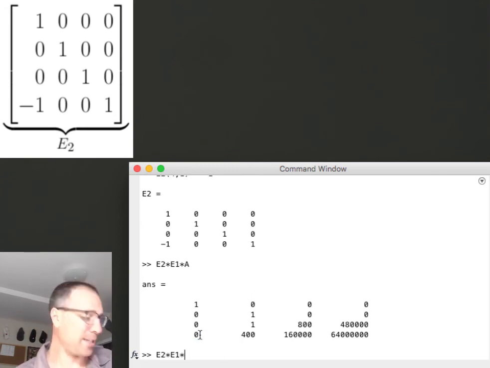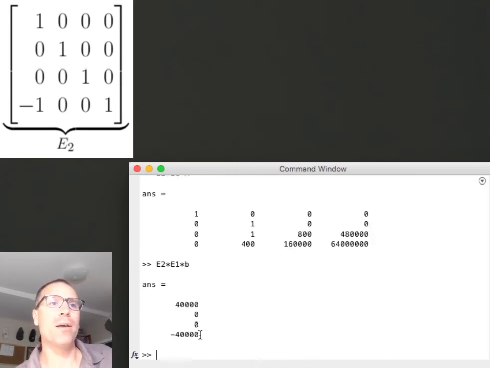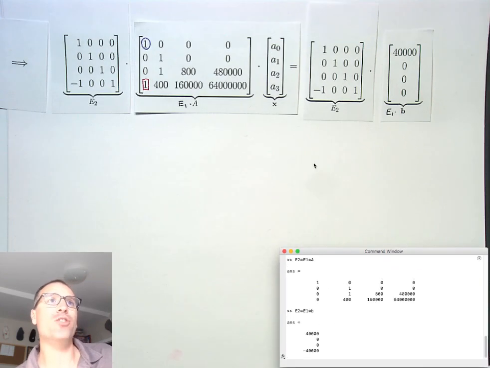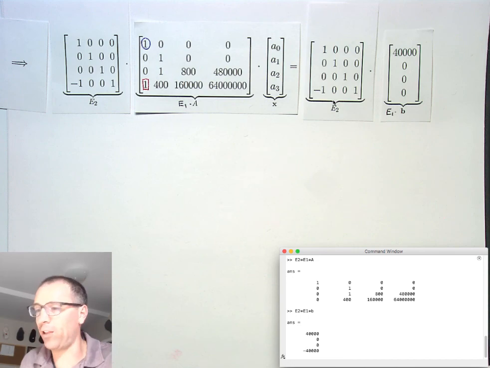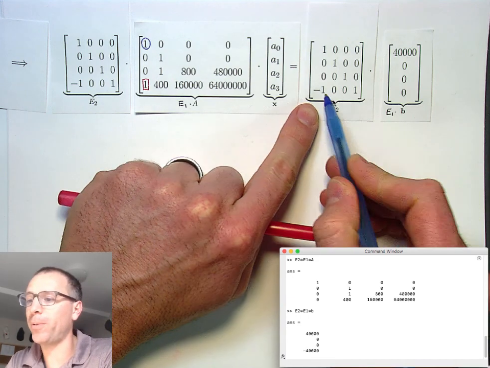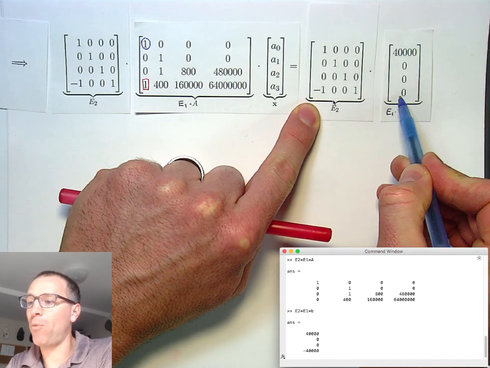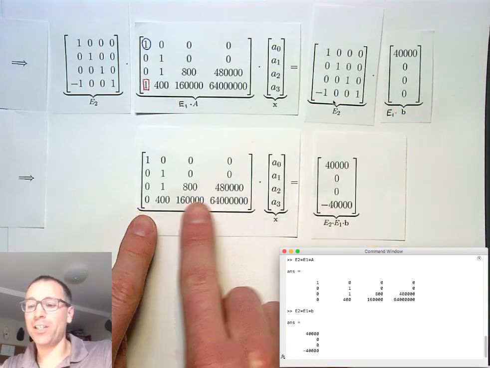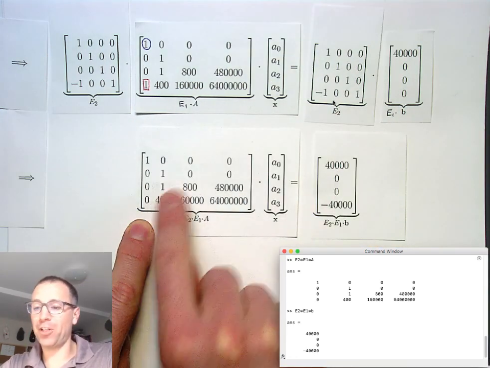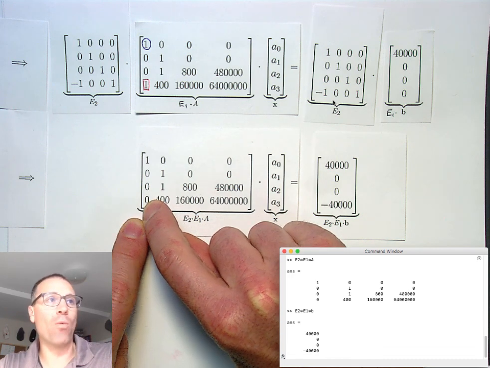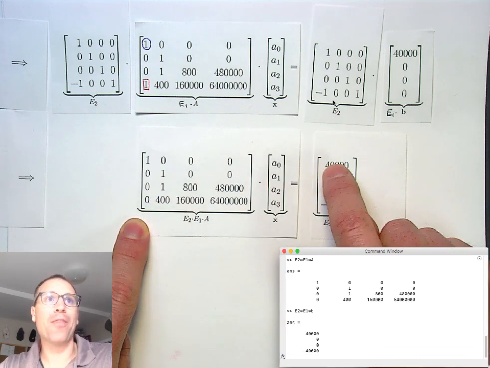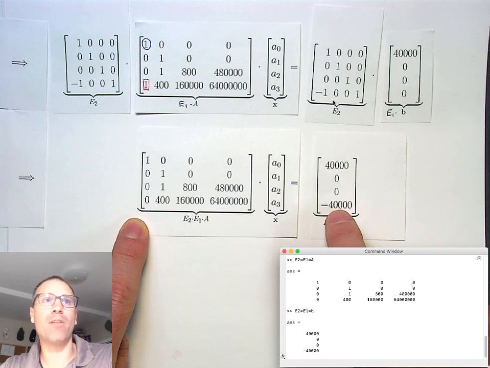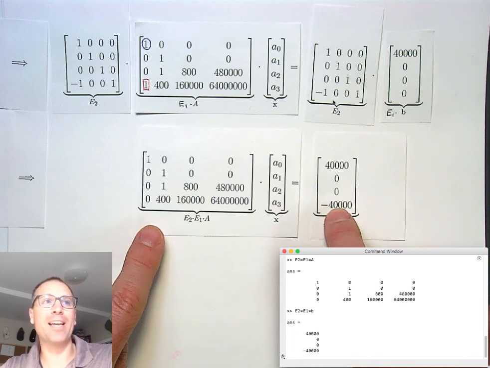On the right-hand side, I multiply E2 by E1. Notice that when I do that, I actually get a copy of 40,000 in the bottom. The reason is that when I look at the inner product version of multiplication, the negative 40,000 goes down to the bottom there. That results in a system where, in the coefficient matrix, the value that I wanted to zero out is now 0. And on the right-hand side, I have an extra copy of negative 400,000 in the last entry.